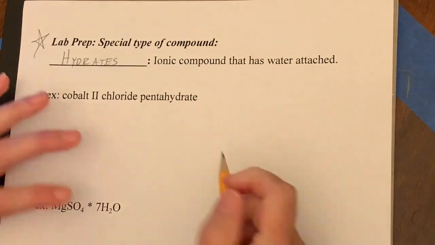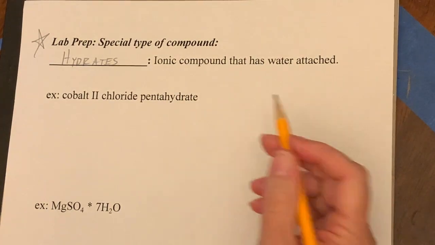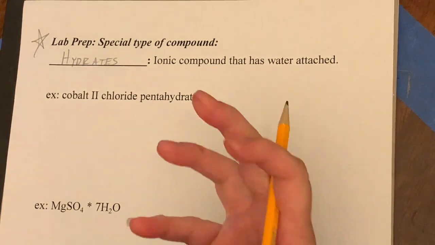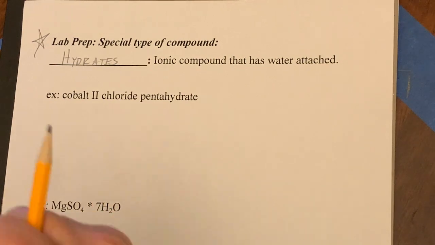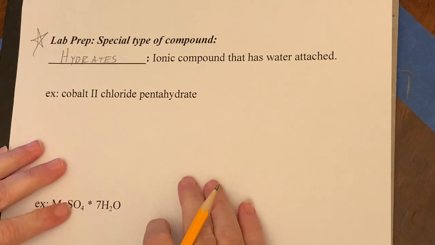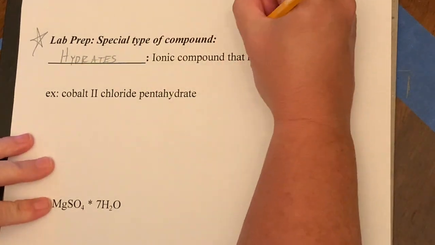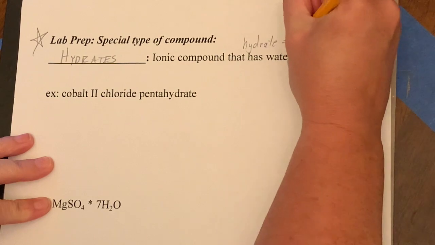All right. Hydrates are ionic compounds that actually have water molecules attached. This occurs all of the time. It occurs naturally. Water is very attracted to things that are charged. So water molecules will just adhere to certain ionic compounds. All right. When we use the word hydrate, you want to think water.